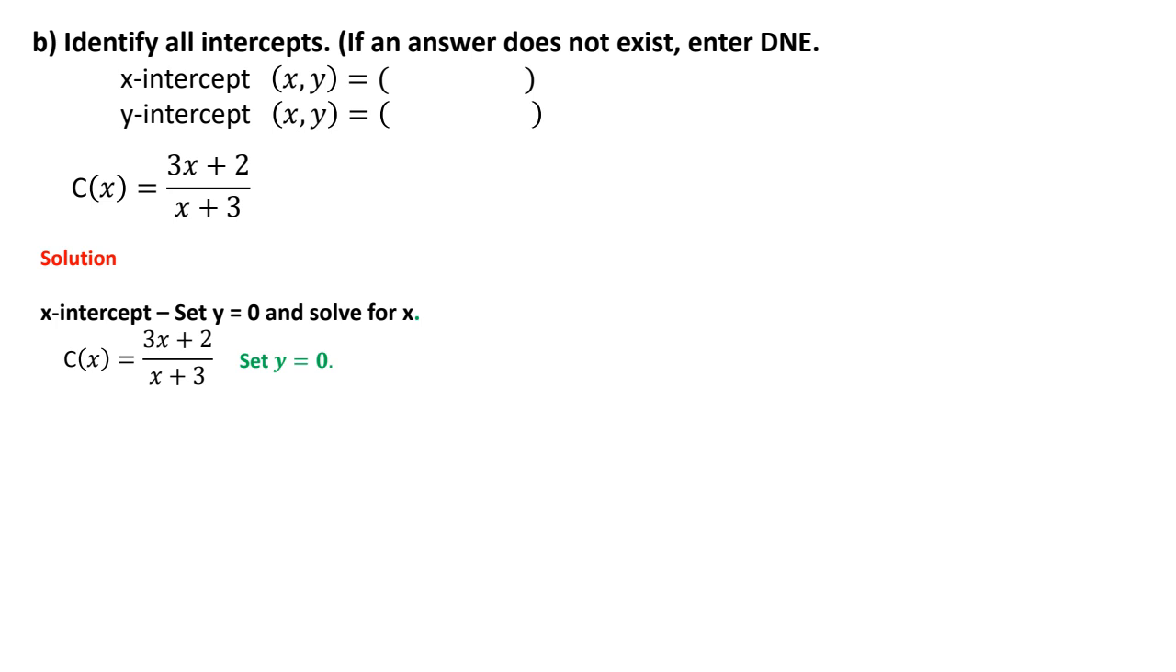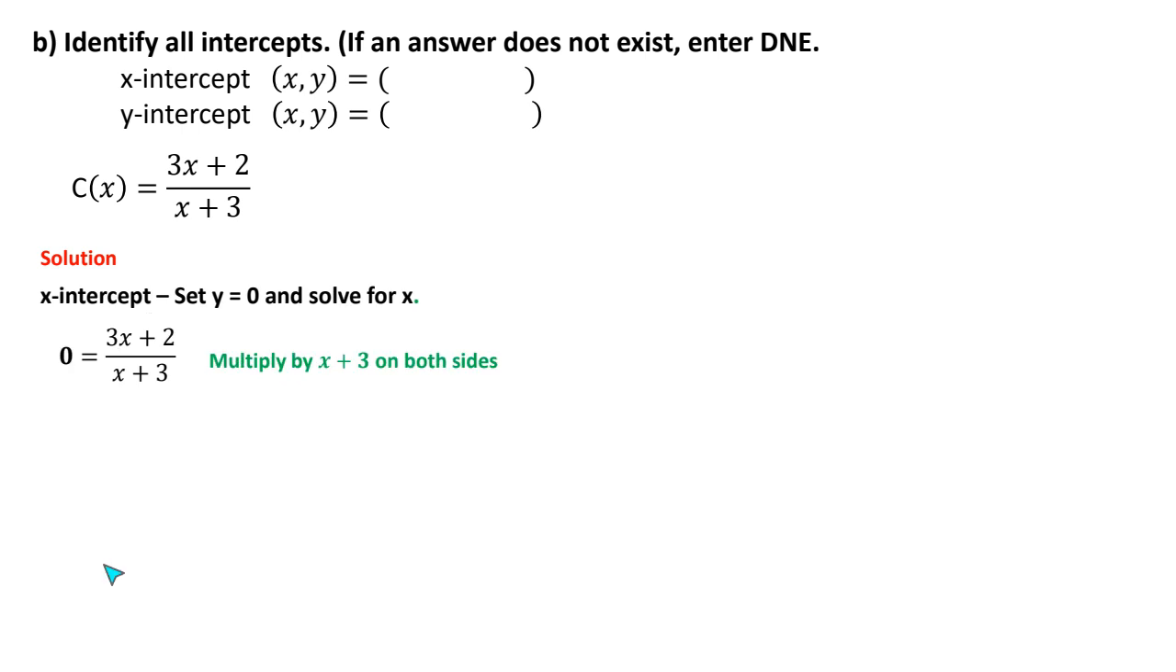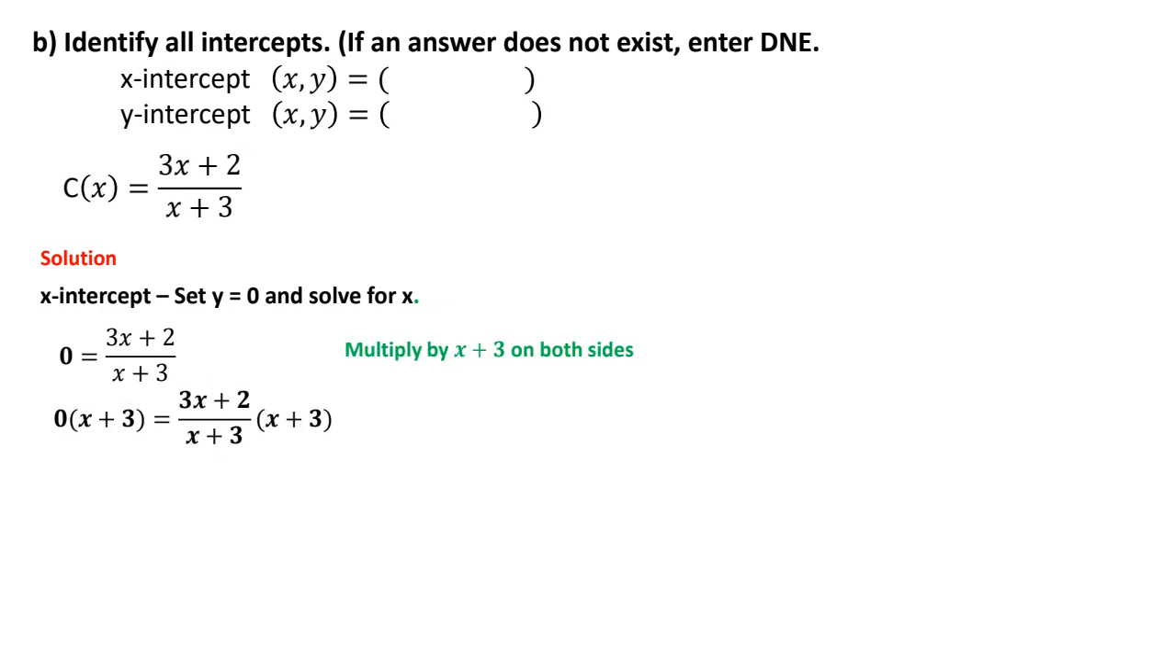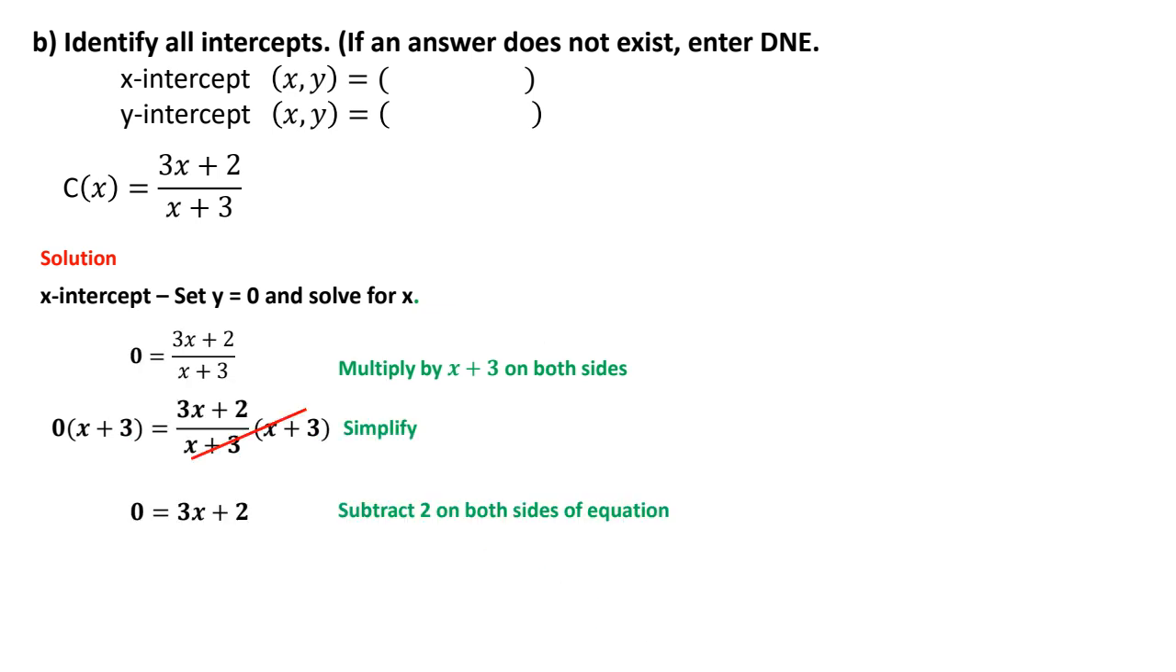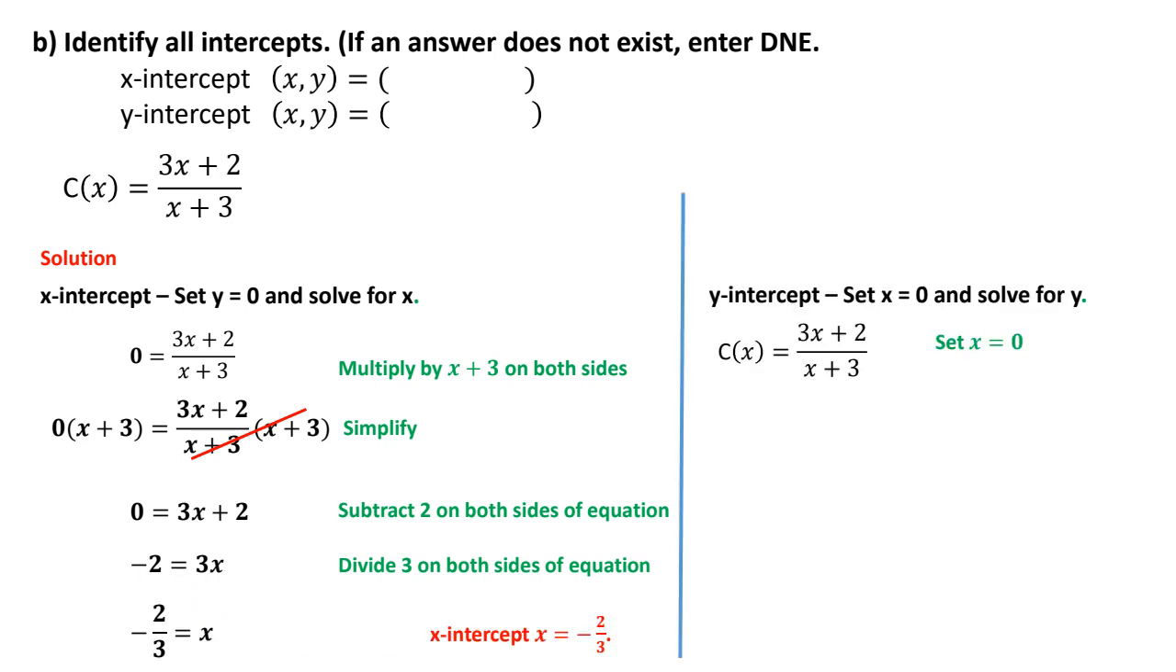Next, we find the x-intercept. So we set c of x equal to 0. We're going to multiply by x plus 3 on both sides. So we get 0 times x plus 3. The x plus 3's will cancel. And then solve for x. So we subtract 2 and divide by 3. So x is -2/3. That's going to be our x-intercept.